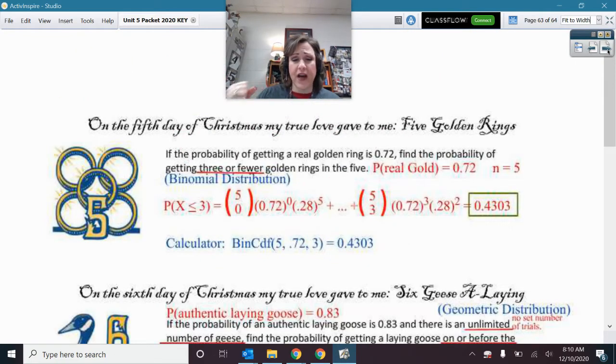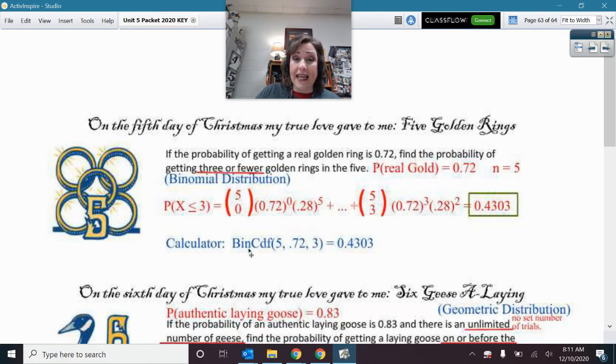All right, and the 5 golden rings. The probability to get a real golden ring, not just a fake one that's going to turn your finger green, is 0.72. So find the probability of getting 3 or fewer of those 5. Set n equals 5, so we have a binomial distribution, and we want less than or equal to 3. The work we show is our first in the sequence, which is 0 successes, plus dot, dot, dot, plus up to 3 in this series, which is 3 successes and 2 failures.